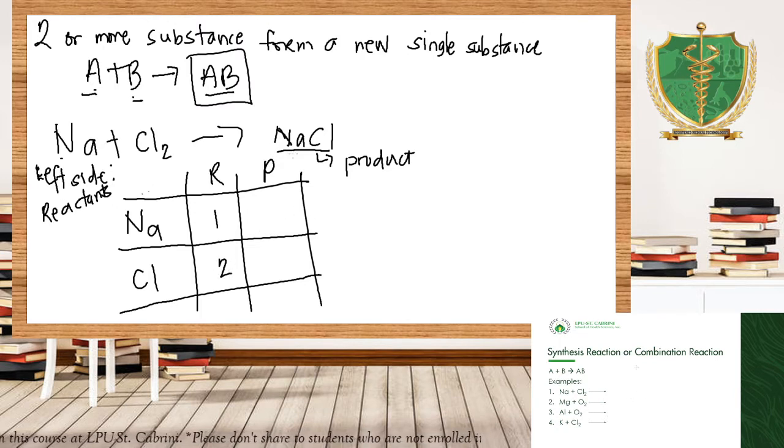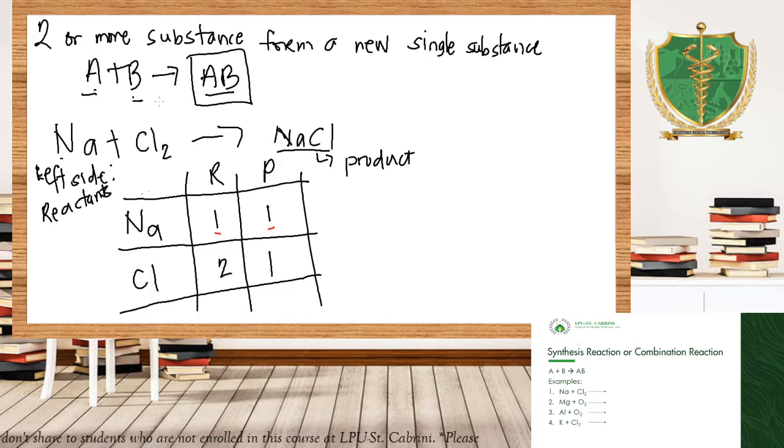How many sodium do we have in the product? We have 1. How many chlorine or chloride do we have? We have 1. Now, in this case, if we are going to check it, we can say that sodium is balanced, having one here and another one in the product. However, our chlorine is not balanced. So we have two atoms of chlorine, no? So how are we going to balance this?